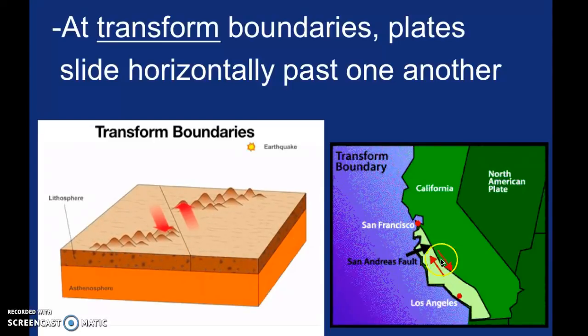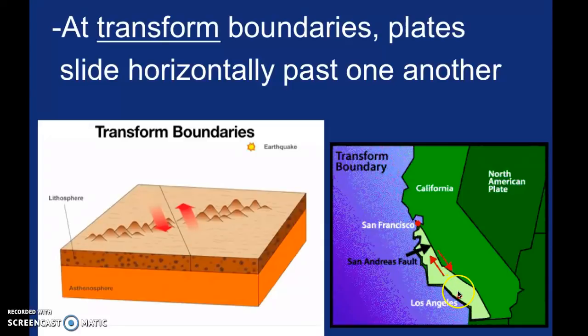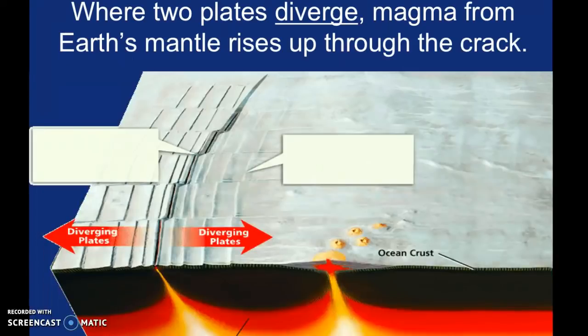So this section of California, where Los Angeles is located, is actually moving north. It's moving up the California coast, moving really slow, like an inch or two a year, but eventually this section will be further up north than it is currently.